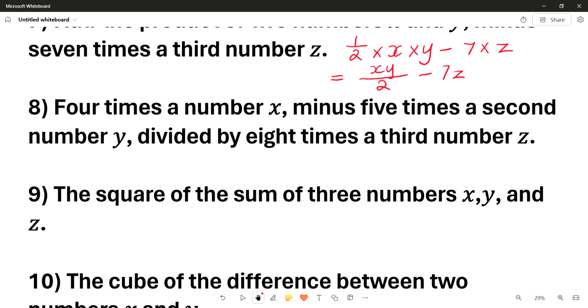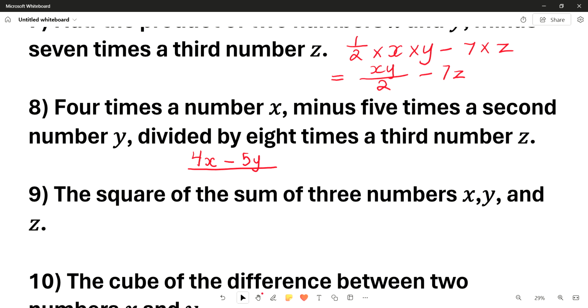Number 8, 4 times a number x minus 5 times a second number y divided by 8 times a third number z. So let's look at that piece by piece. So 4 times a number x would be 4x, right? Minus 5 times a second number y, will take away 5 times y, or 5 multiplied by y will be 5y. All divided, and remember in algebra we use a fraction to represent division.